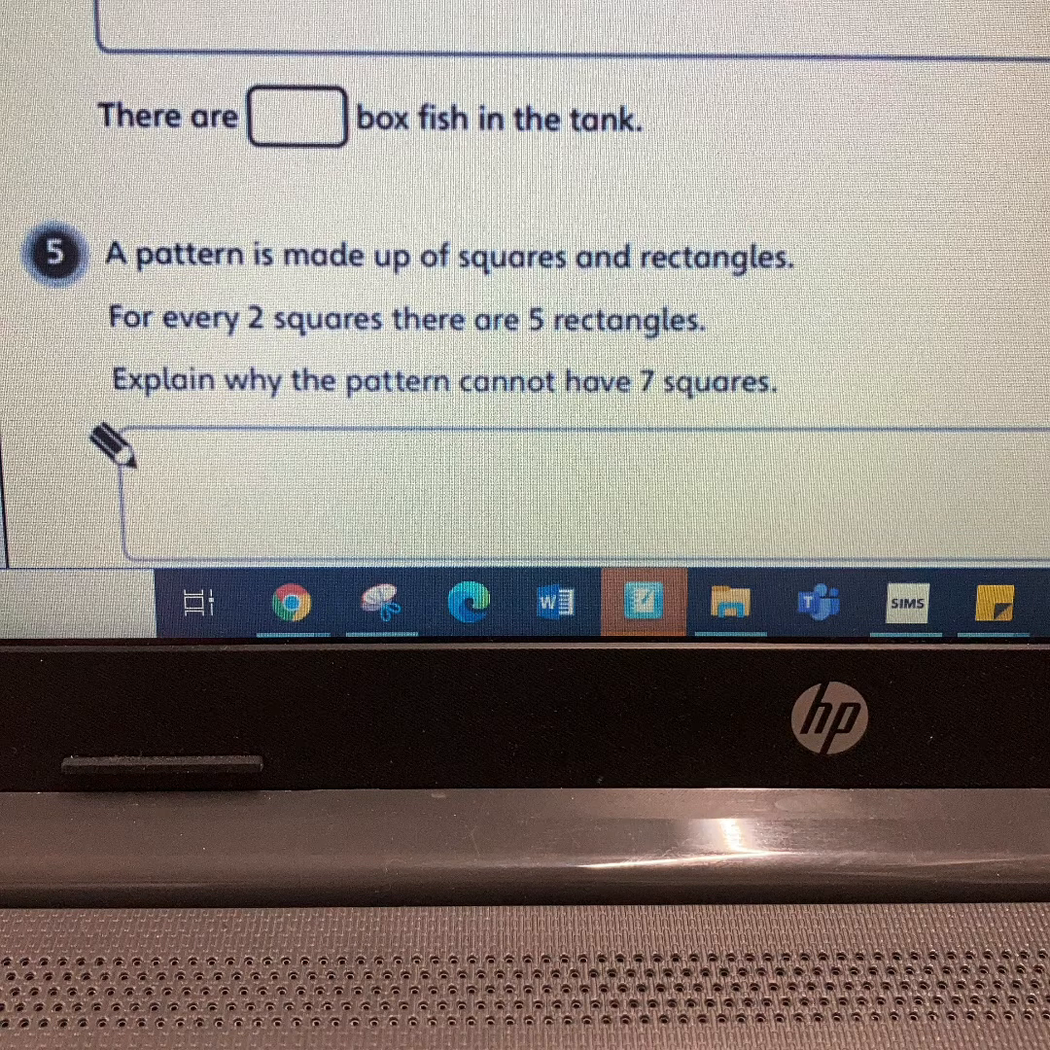Right, why can you not have 7 squares? Well, the reason you can't have 7 squares is because 2 is not a factor of 7. You've got to keep the numbers as whole numbers, so 2 squares for every 5 rectangles. If you keep going up in groups of 2, you would not get to 7 because 2 is not in the 7 times table. So the pattern can't have 7 squares because we're going up in 2 squares every time.